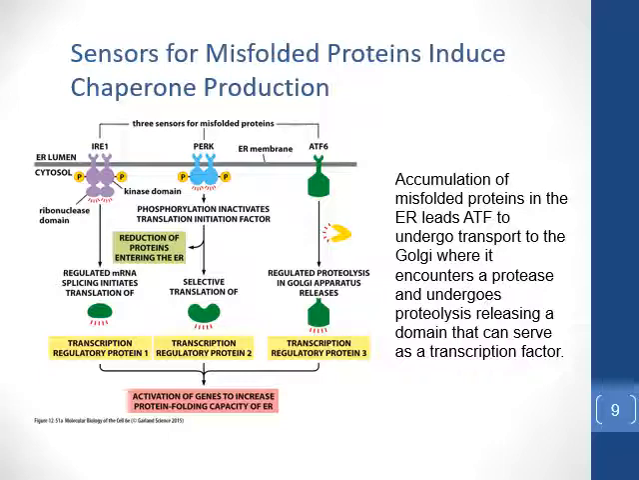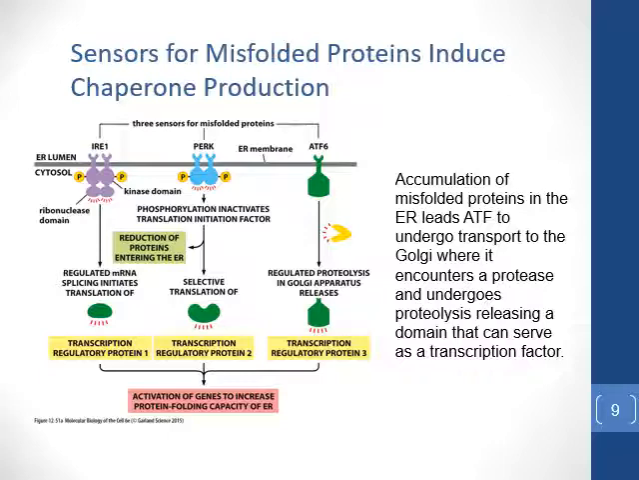So let's just say, for example, that we've got a protein folding problem for whatever reason. Maybe the protein has a mutation in it. Maybe there's an amino acid substitution, so the protein's not folding properly. Maybe environmental conditions are making it difficult for protein folding. It doesn't really matter. Let's just define it as a protein folding problem.